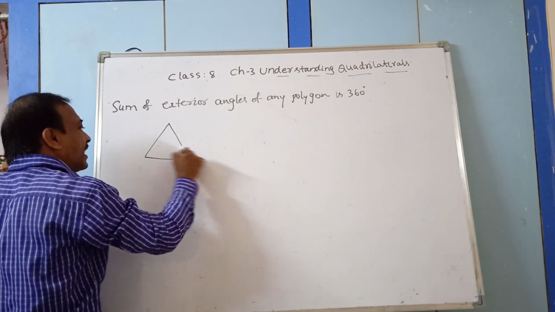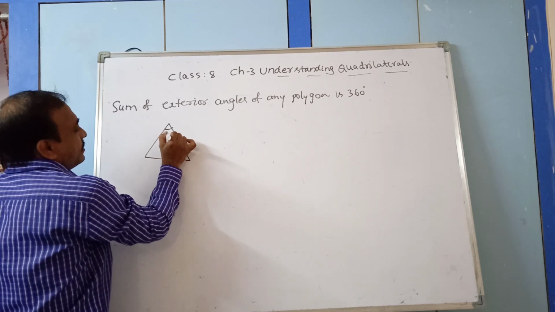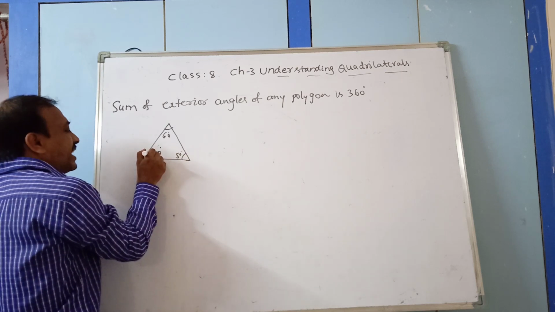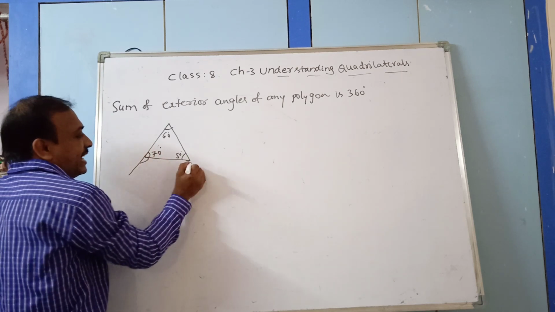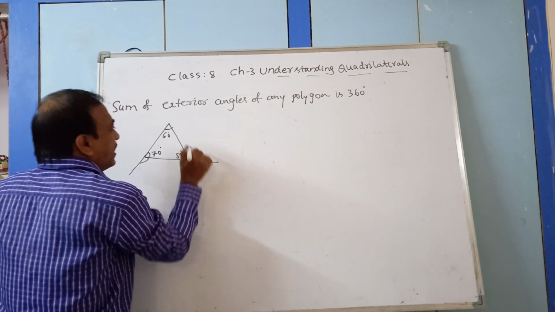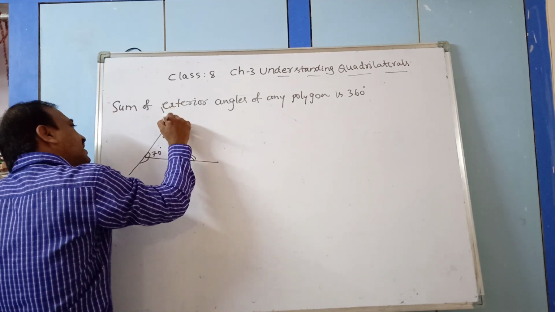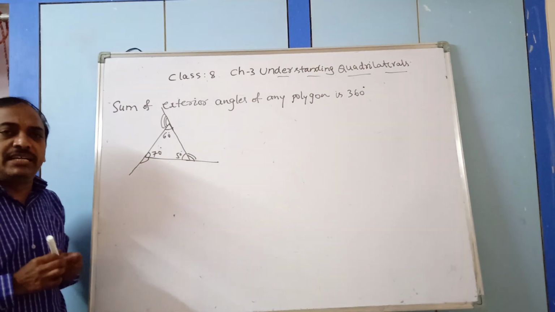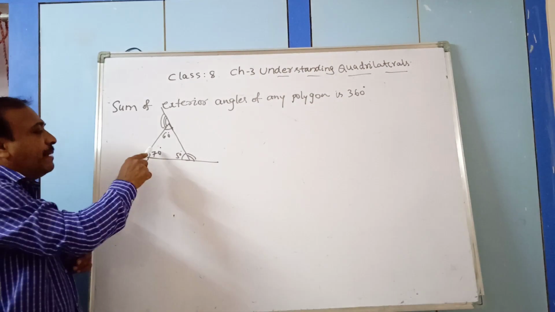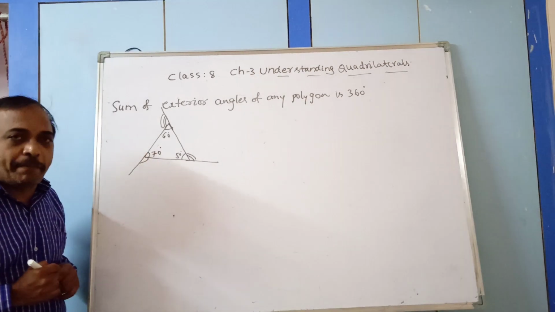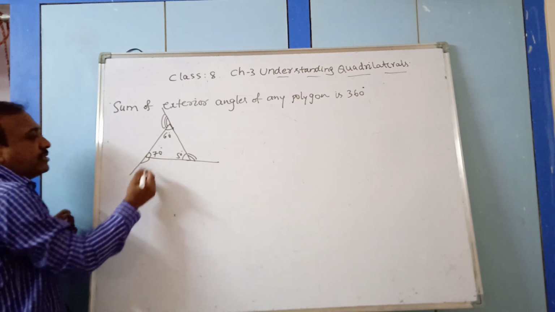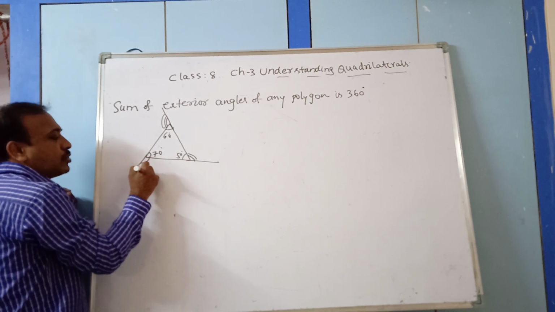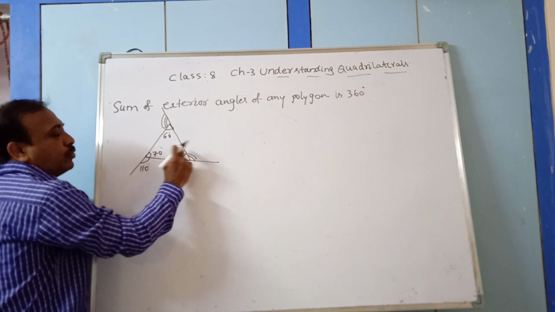For example, this is a triangle with measures 60 degrees, 70 degrees and 50 degrees. Now, for this angle the exterior angle is this, and for this one the exterior angle is this, and for this one the exterior angle is this. In class 7th we learned about the adjacent angle pair, that is nothing but a linear pair. This is the exterior angle. These two add up to 180 degrees. So 110 degrees. And these two add up to 180 degrees.